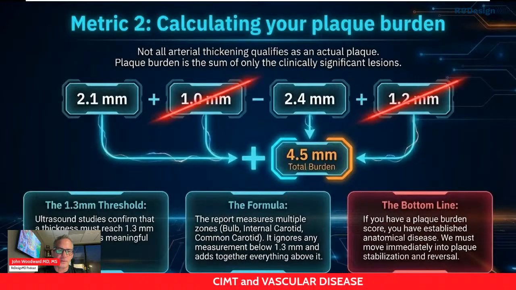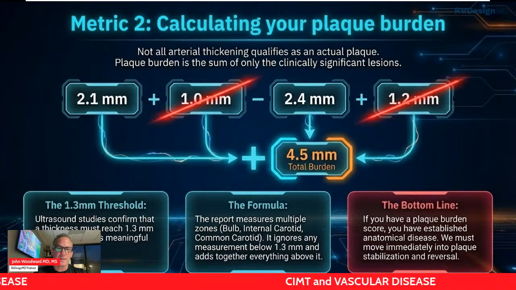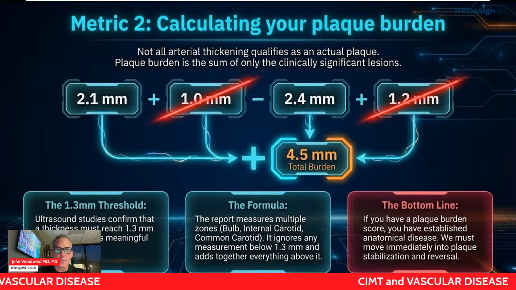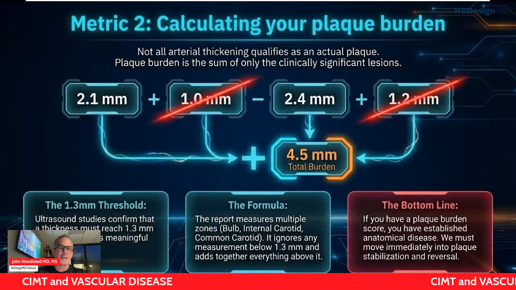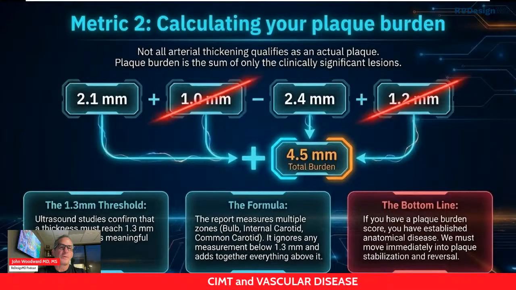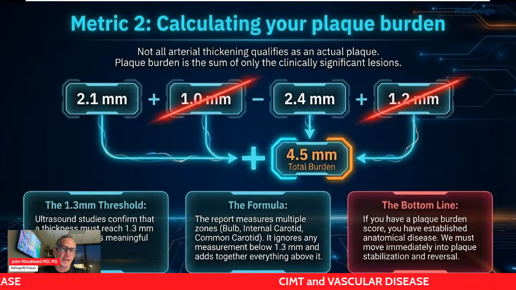So, calculating your plaque burden. If you look back at that score, when you look at the plaque scores at the bottom of the page, we don't count them unless they're 1.3 and above. In fact, some of the scores you might see at 1 or 1.2, we don't count those. Even though they're measurements, we don't think they're substantial or meaningful enough to count as plaque. So we cross those out and add up the measurements that are greater than 1.3, which comes to a total plaque burden of 4.5.